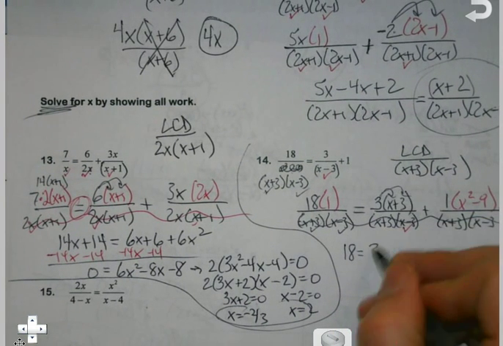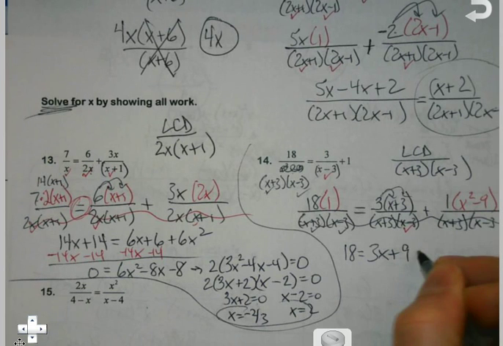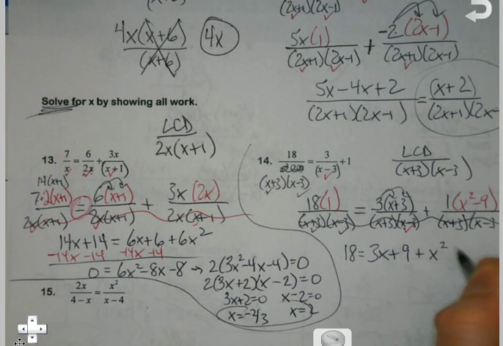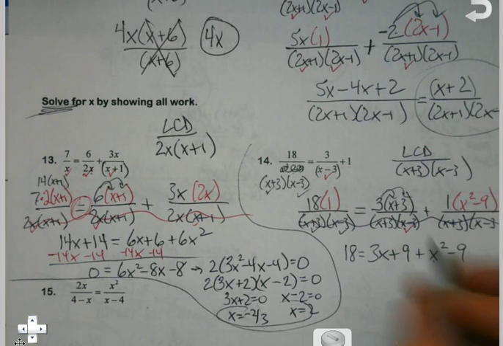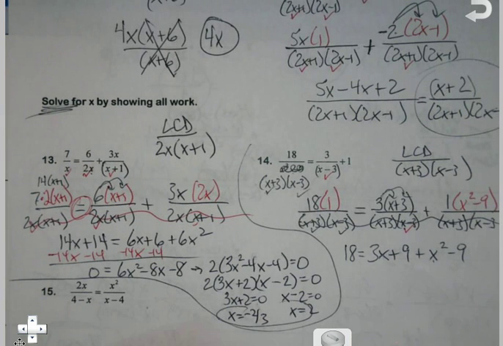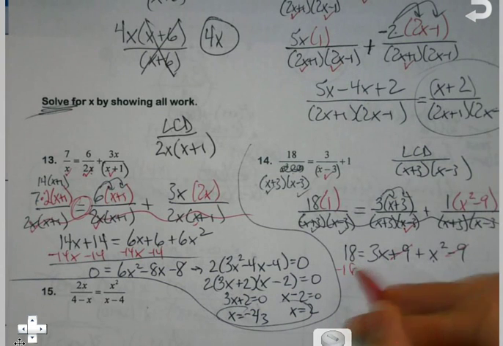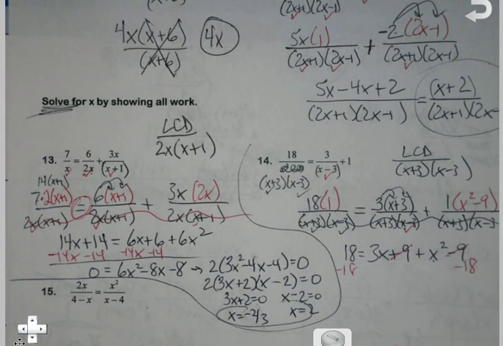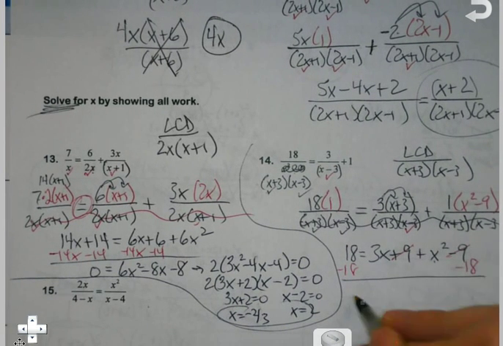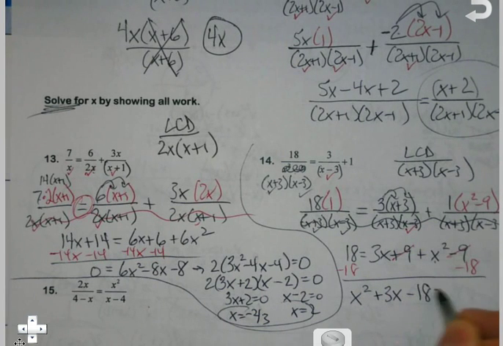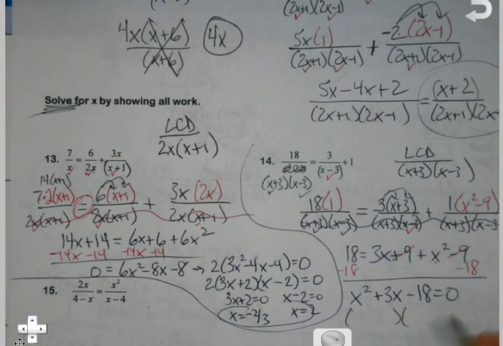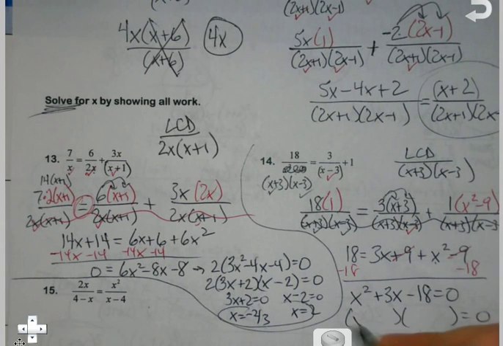Do a little distributing. And that 1's not going to change much, but I have an x squared term. Everything's got to come over. So 9 minus 9. So I'm going to minus the 18. I got x squared plus 3x minus 18 equals 0. Factor that sucker.